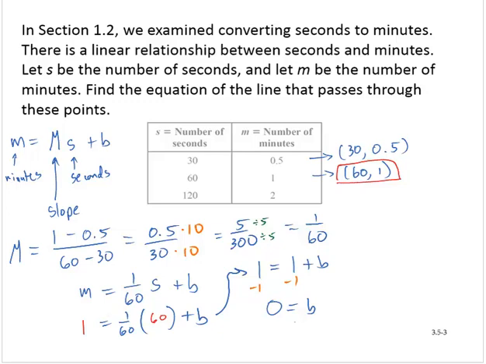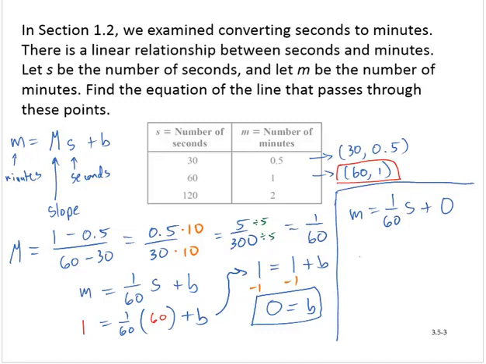And so then, since we have B equals 0, now we can make the final revision of our model. So we would have M equals 1/60th S plus 0. Well, we don't write plus 0. M equals 1/60th S. So this tells us that the number of minutes is equal to 1/60th of the number of seconds.